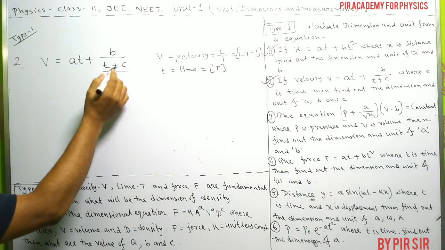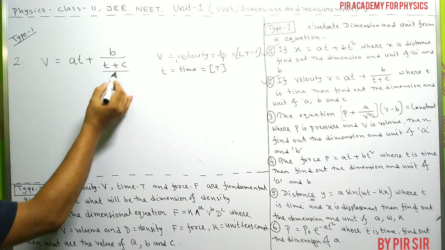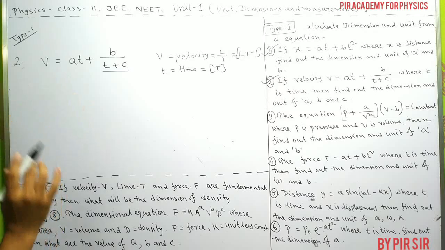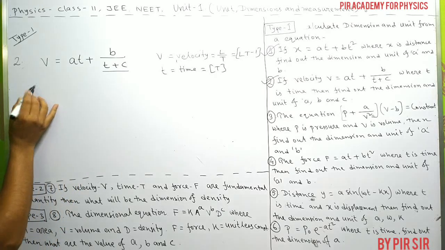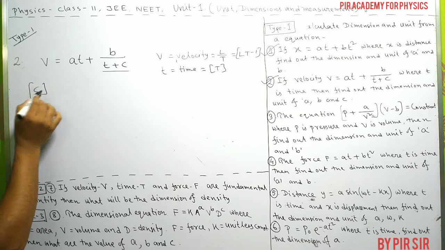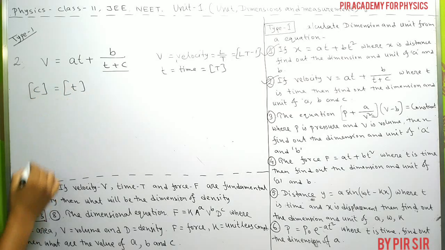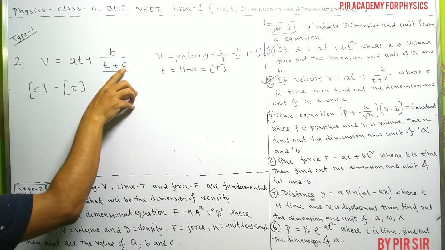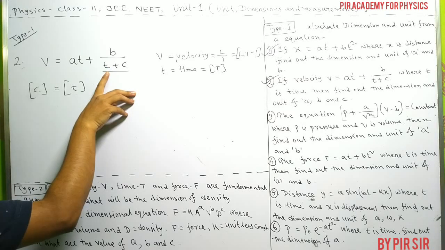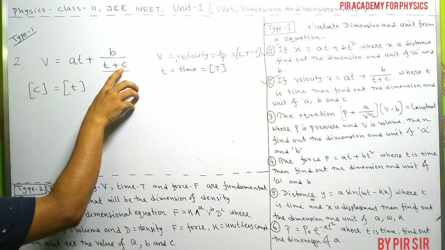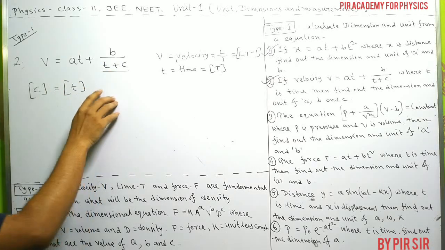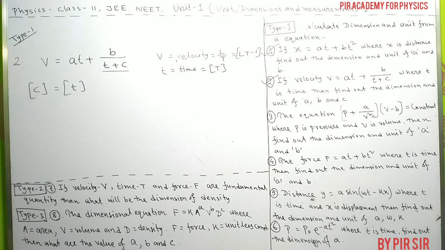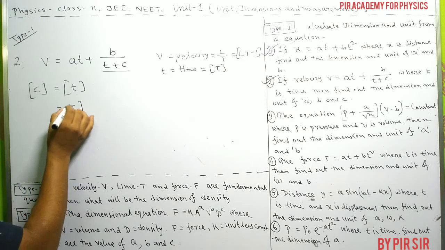So this must be a similar quantity. C and T must be a similar quantity, because only similar quantities can be added. So the dimension of C must be the dimension of T. Here you notice that C is added with T. So only addition can be performed with similar quantities. So the dimension of C must be the dimension of T. That's why it will be a function of T, dimension T.